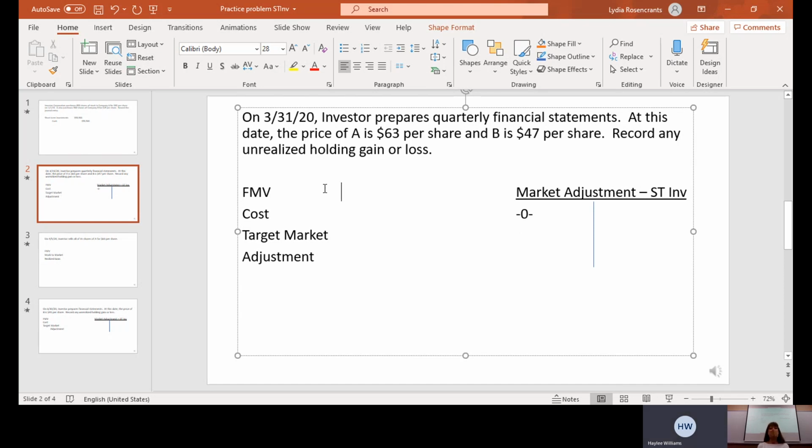Okay, so A was selling for $63. They own 600 shares. B was selling for $47. They own 500 shares. So we're going to do 63 times 600 plus 47 times 500. And the fair market value on that date is going to be $61,300.